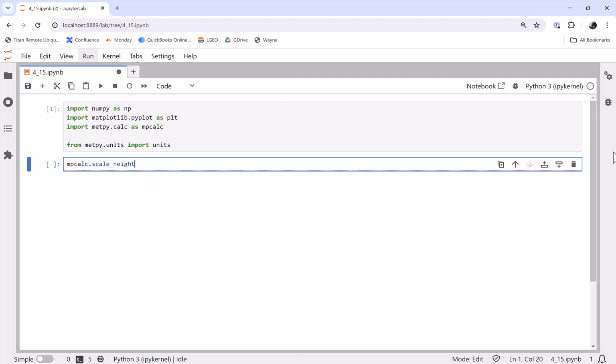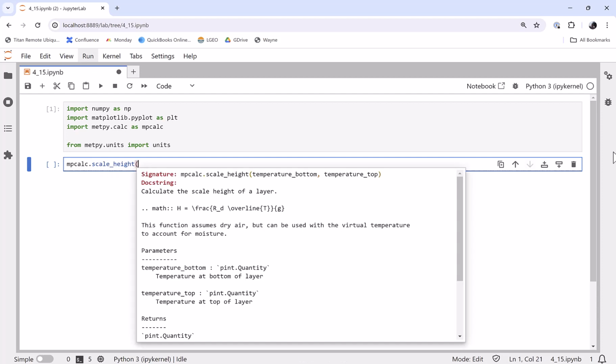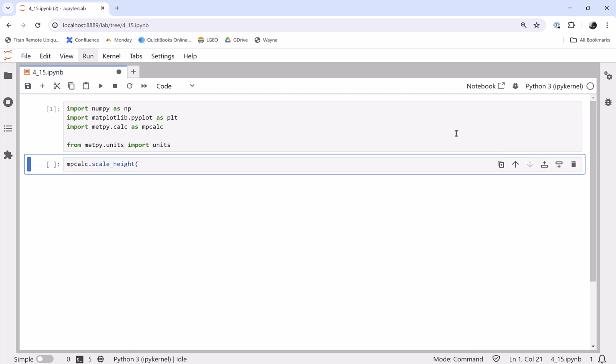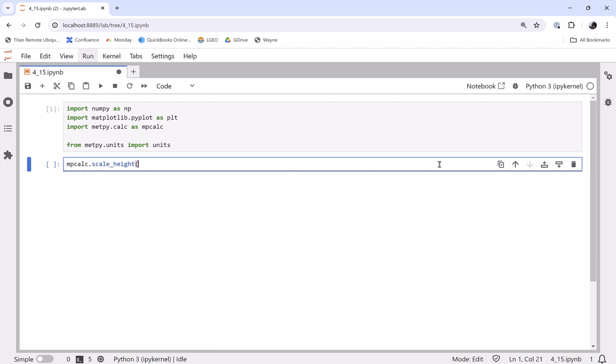Well, if we look at the scale height function, it actually takes a temperature at the bottom and temperature at the top. Notice it says that this assumes dry air, but if you use virtual temperature, you could account for moisture. There's some great homework problems in there. But let's start out and let's just take a guess.